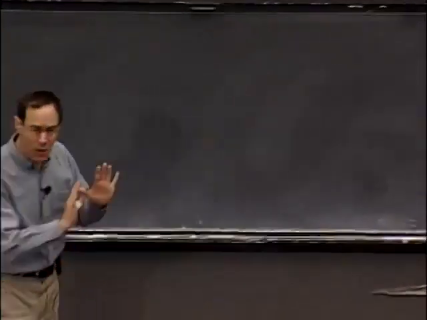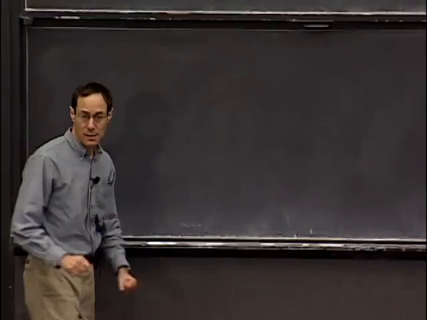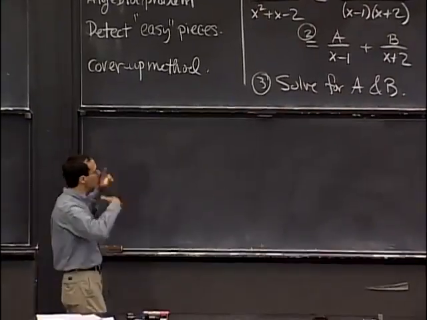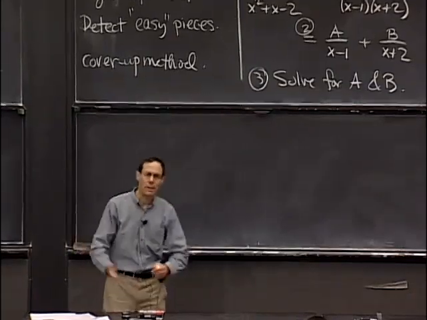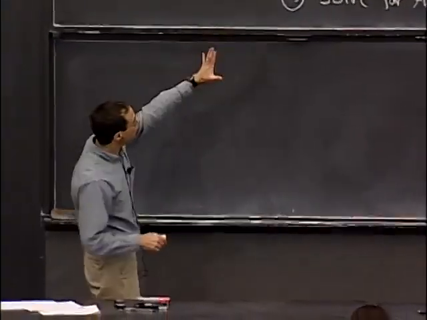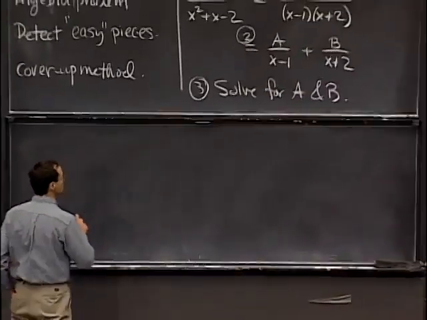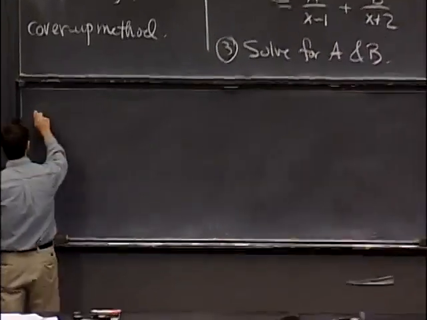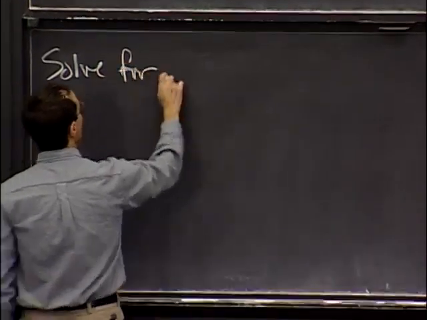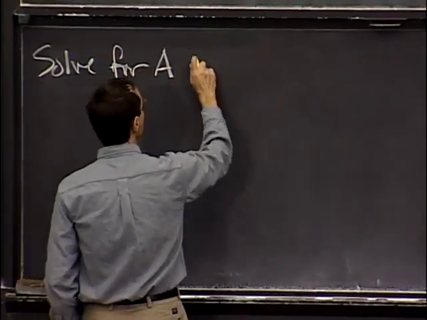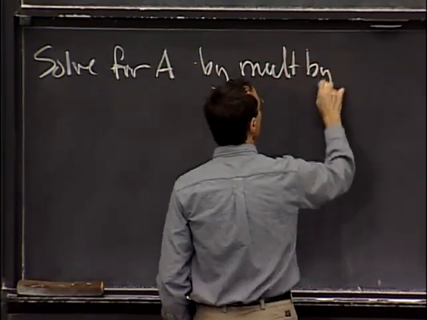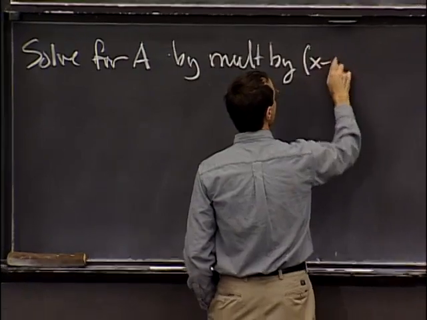And this is where the cover-up method comes in handy. This is the method that I'm about to describe. Now, you can do the algebra in a clumsy way or you can do it in a quick way. And we'd like to get efficient about the algebra involved. So let me show you what the first step in the trick is. We're going to solve for A by multiplying by x minus 1.